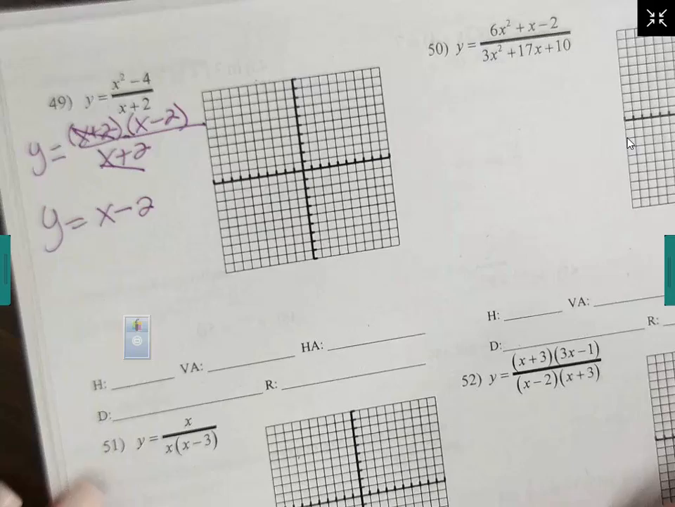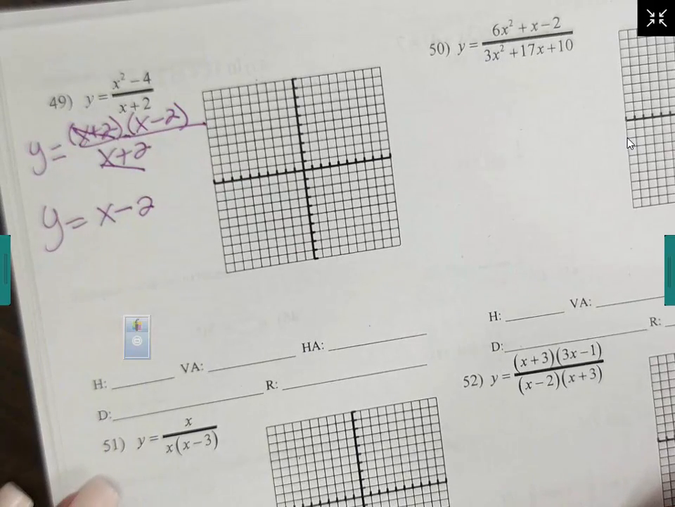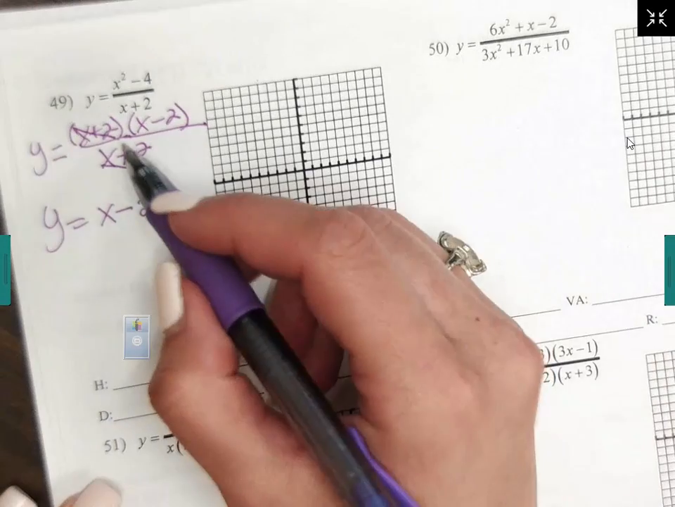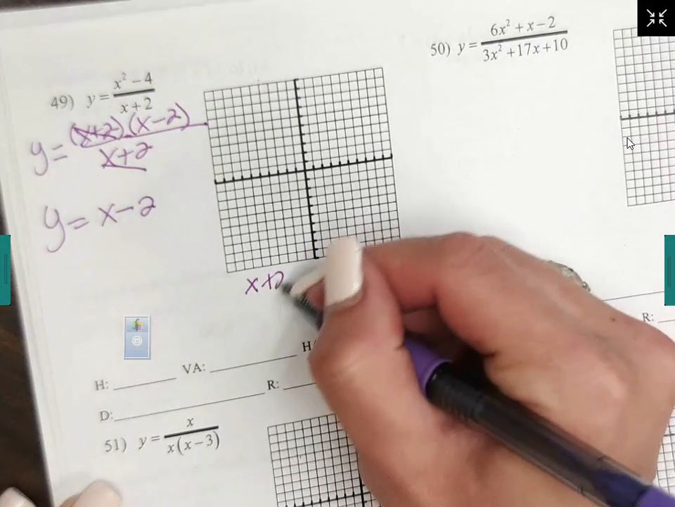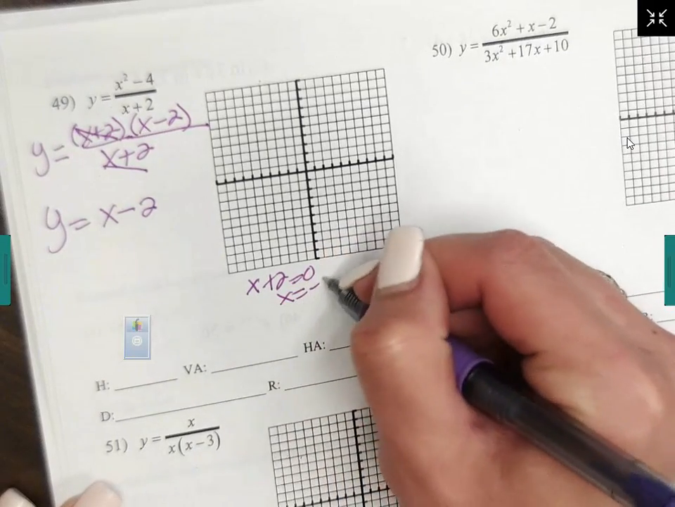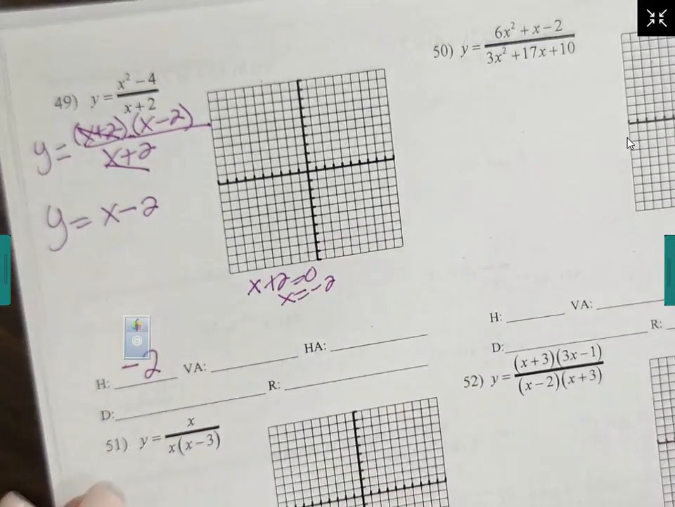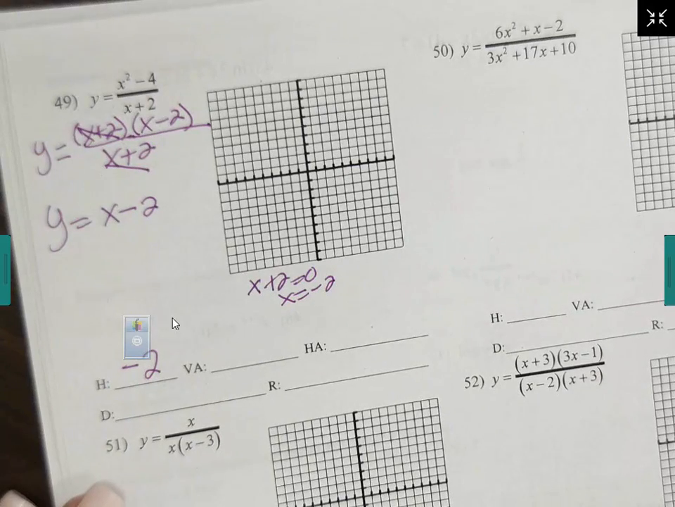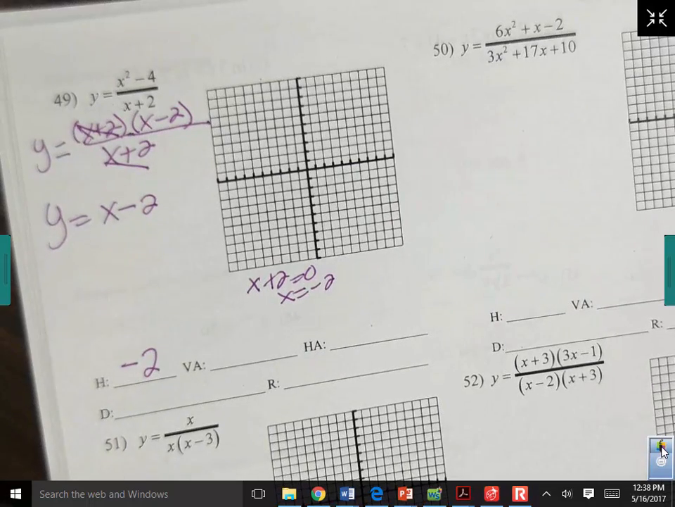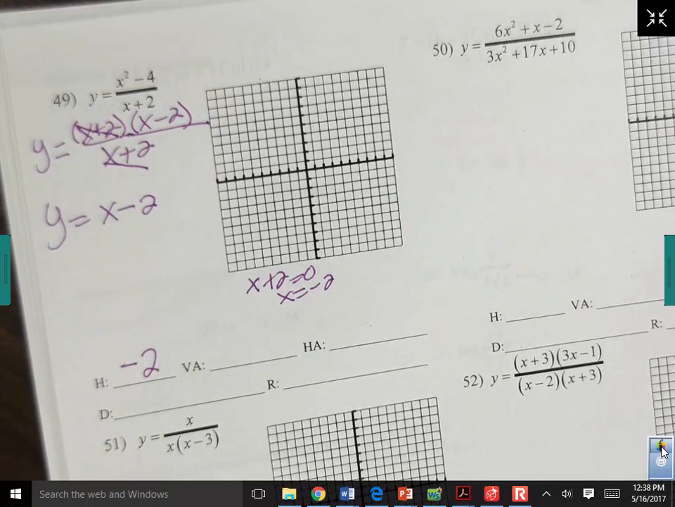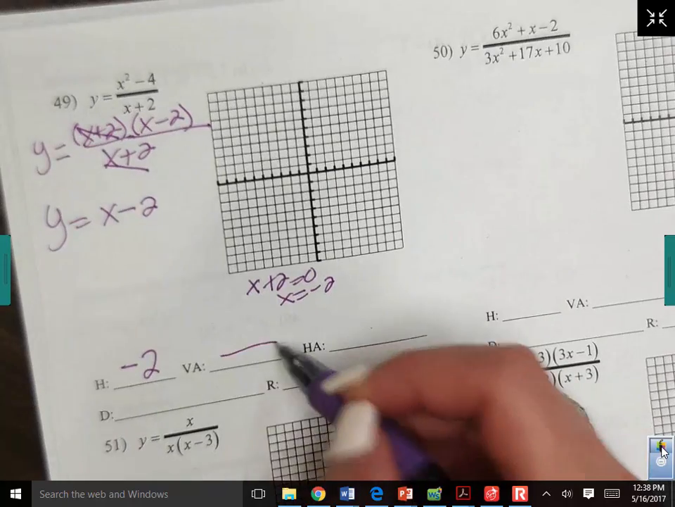But what do we do with the factor that we canceled out? We set it equal to 0. So the factor we canceled out is x plus 2. And you were also right, Daniel, it is a hole. That gives us x equals negative 2. So our hole is at negative 2. And then our vertical asymptote is what? Do we have one? No, because there's not a variable in our denominator, so there's no vertical asymptote.